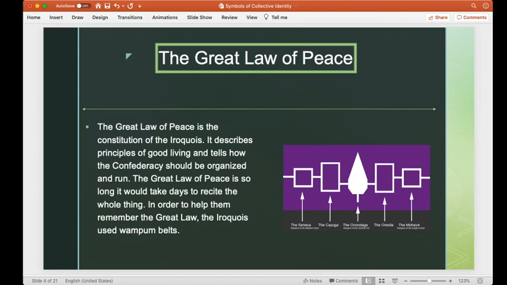united the tribes, right? We can see 5 of the 6 tribes on this wampum belt underneath it. We can see the Seneca, the Cayuga, the Onondaga, the Oneida, and the Mohawk, and later on, one more would join in. Basically, the Great Law of Peace shows them how to organize and structure the Confederacy, the union of all the tribes. It was very long, though, and kind of complicated.